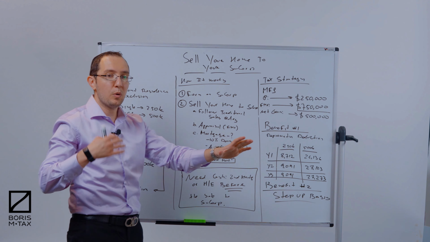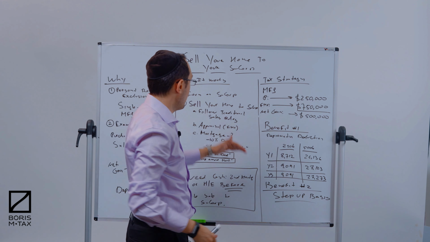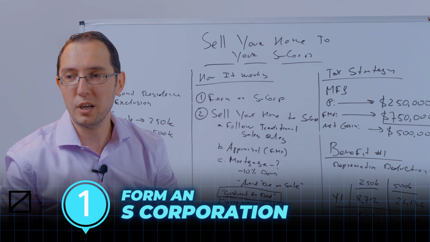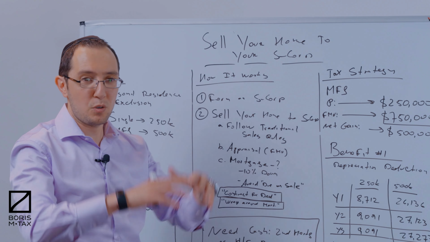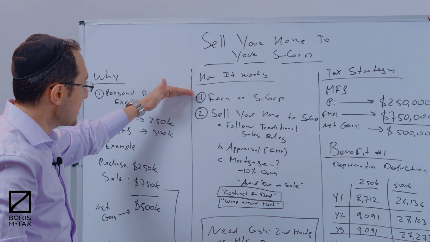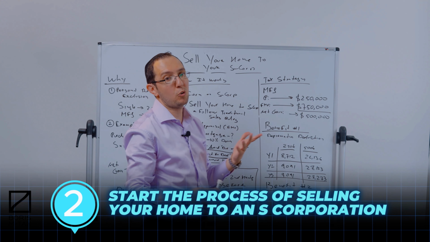Now, let's say you want to start renting your home, your personal residence. Let's first form an S-Corporation. Form an S-Corporation, do it with your accountant, do it with a professional that knows how to do it. It basically takes forming the C-Corporation and electing S-Corporation status. That's number 1. Number 2, start the process of selling your home to an S-Corporation.